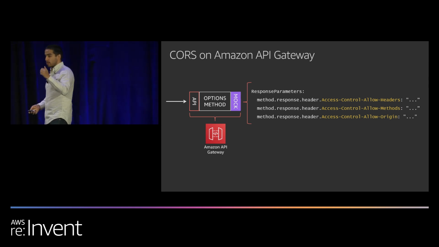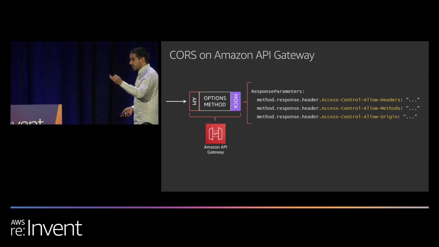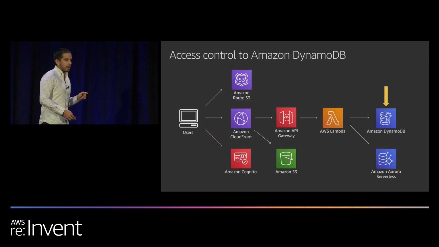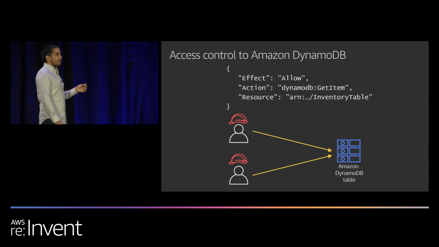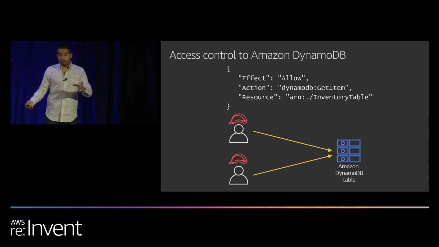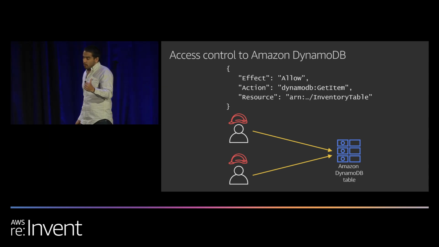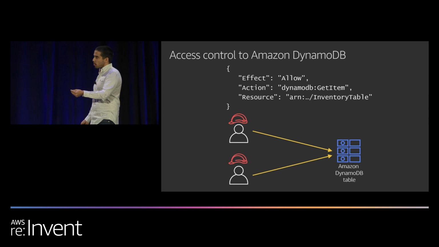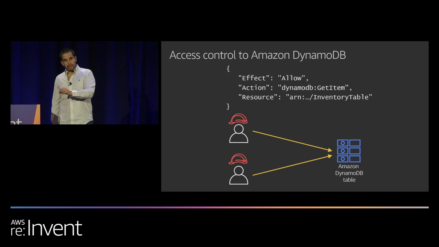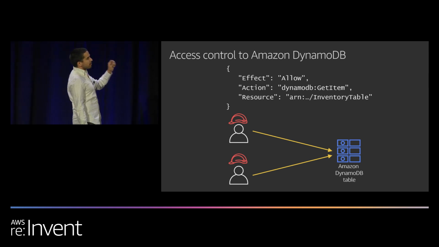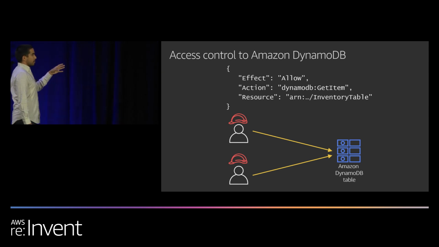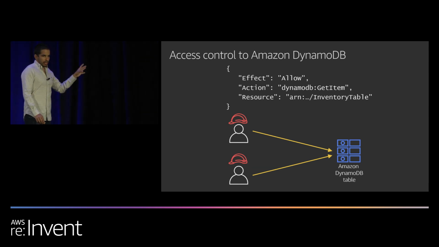So this is the API. We talked about access control, request validations, and CORS. Let's move to another layer of our application, Amazon DynamoDB. With DynamoDB, IAM is still at the core of the security, and here we have access control. So in this example, we have two users that can assume a role with that user policy. It's allowing them to get an item from DynamoDB, but only from that particular table called inventory table.